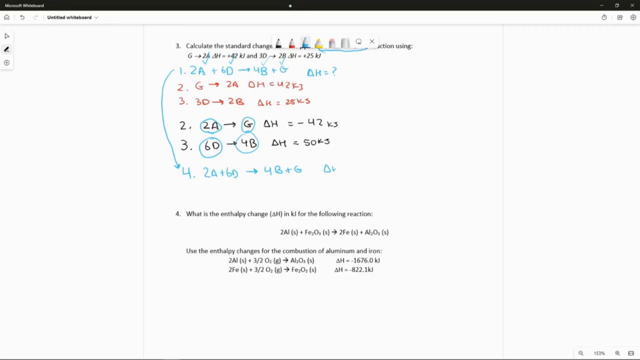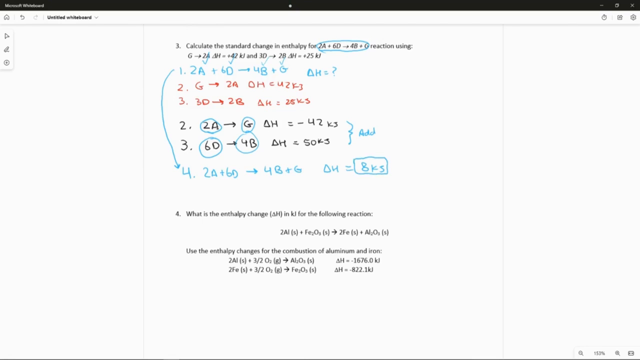So the delta H is calculated by adding these values together. The only reason we do this is because we have to make sure that these have the correct signs and the correct numbers in order to get the correct enthalpy for our base blue equation. So we're going to add negative 42 with 50, and you're going to get 8 kilojoules. So your change in enthalpy for your equation 2A plus 6D turns into 4B plus G is going to be 8 kilojoules.